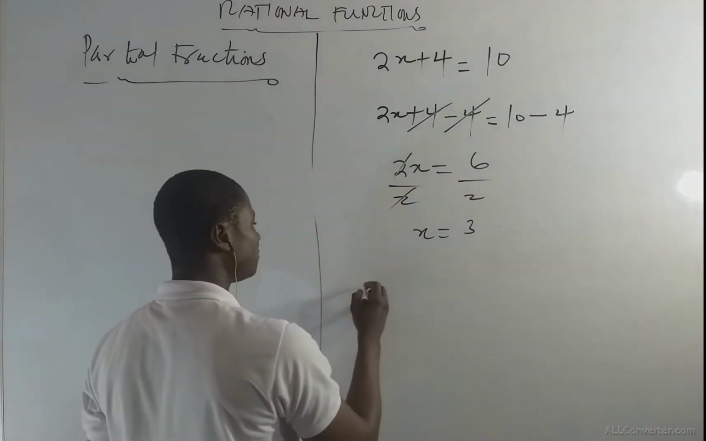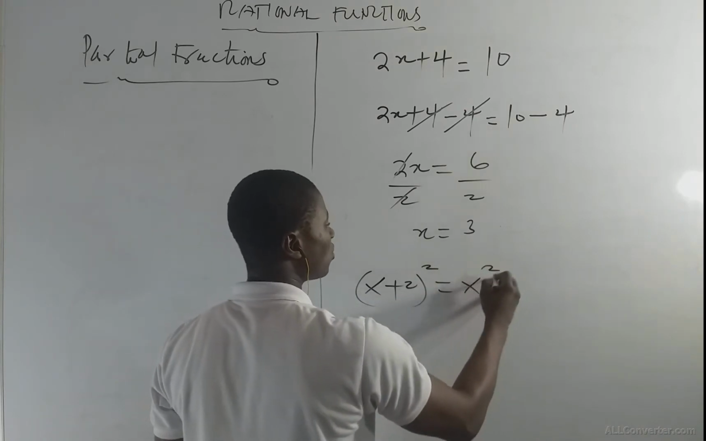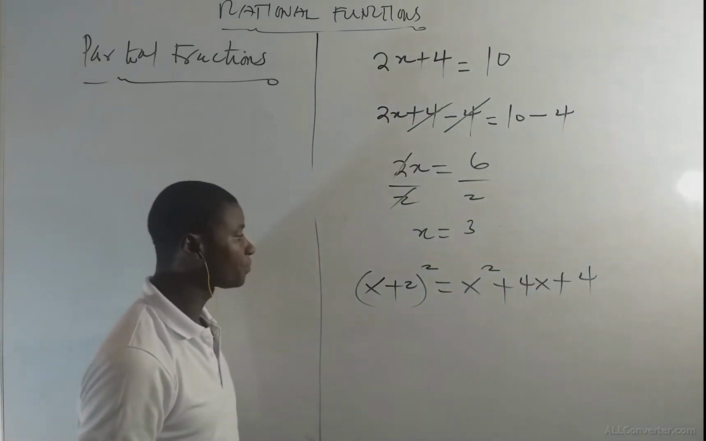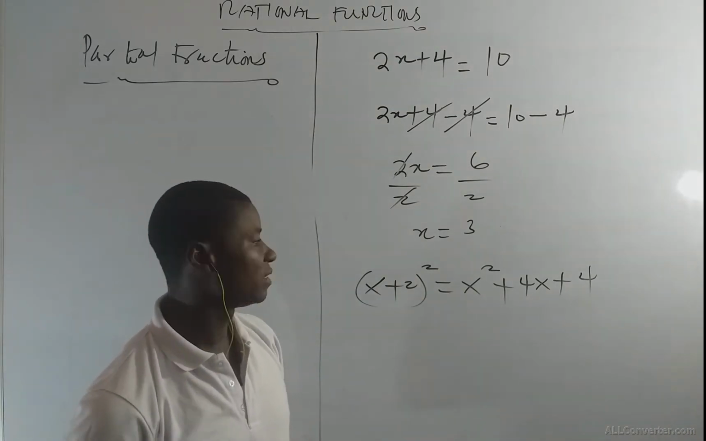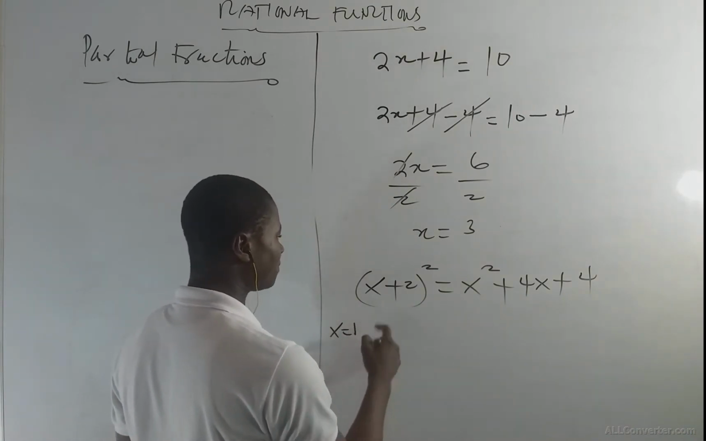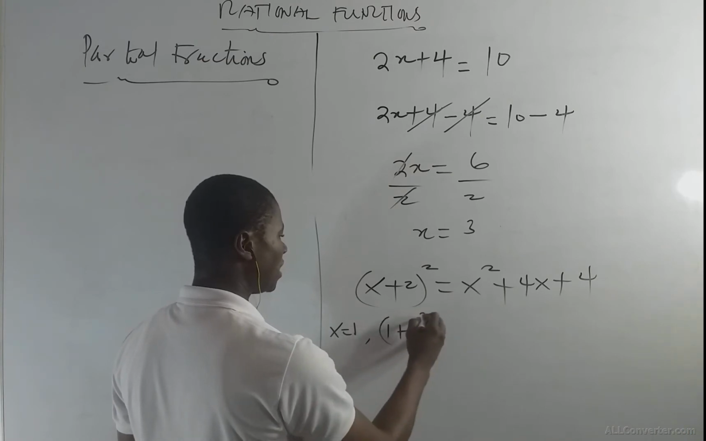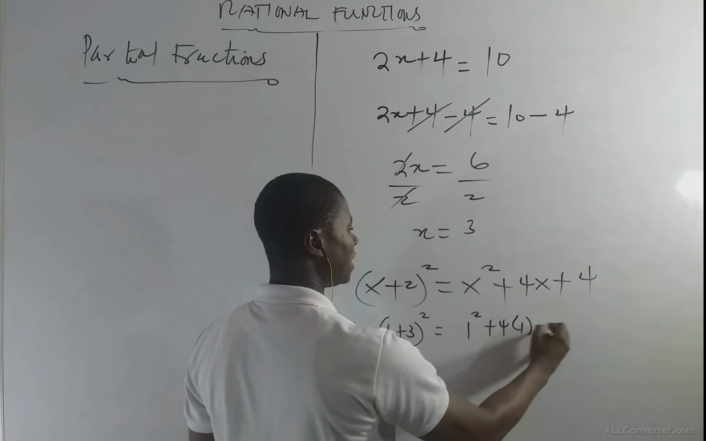Now, let's assume that we have (x + 2)² equals x² + 4x + 4. If you are given this, it is an identity. This is true for all values of x. What am I talking about? Now, when x is equal to 1, let's look at what's happening. Then you are going to have 1 plus 3 squared on the left-hand side. Then you have 1 squared plus 4 times 1 plus 4.